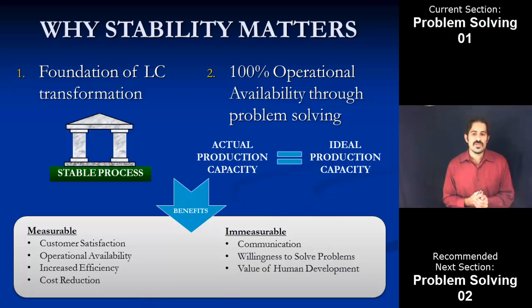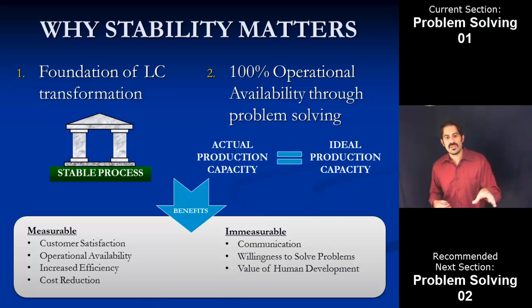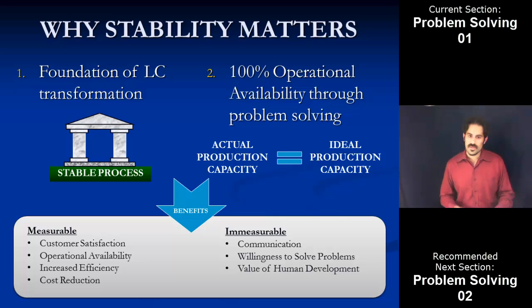So above and beyond those two key ideas, there are also some other benefits that come with having a stable production, whether it's in an office or a hospital or a factory. I like to split them out into the ones that are measurable, that you can see and touch, and the ones that are immeasurable, that you just feel in terms of the way the culture is reflected. With the measurable ones, you can get a sense for improved customer satisfaction. Again, going back, OA is increased, better efficiency, cost reduction, all that great stuff.